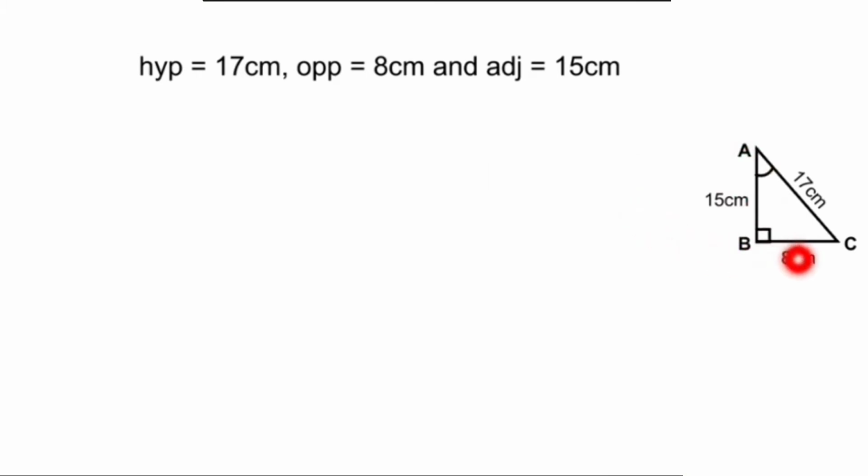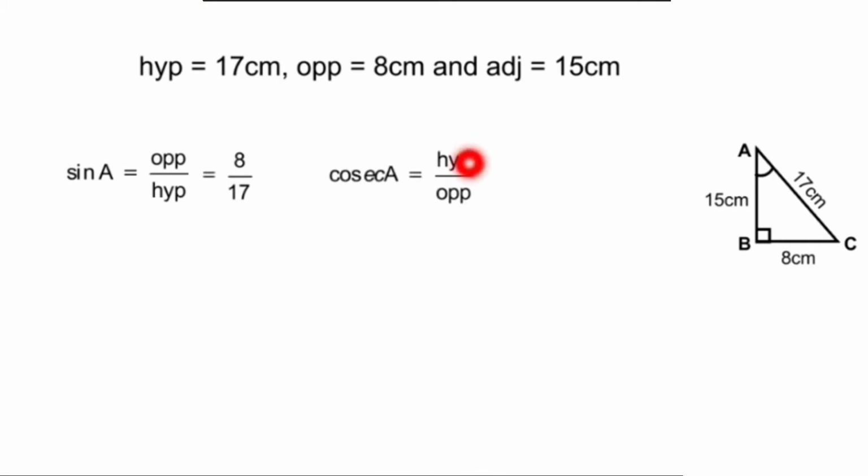Now, let us find the values of all the 6 trigonometric ratios with respect to an acute angle A. Children, we know that sine A is defined as opposite side by hypotenuse. So, the value of sine A is equal to 8 by 17. Next, cosecant A is defined as the hypotenuse by opposite side. So, the value of cosecant A is equal to 17 by 8.